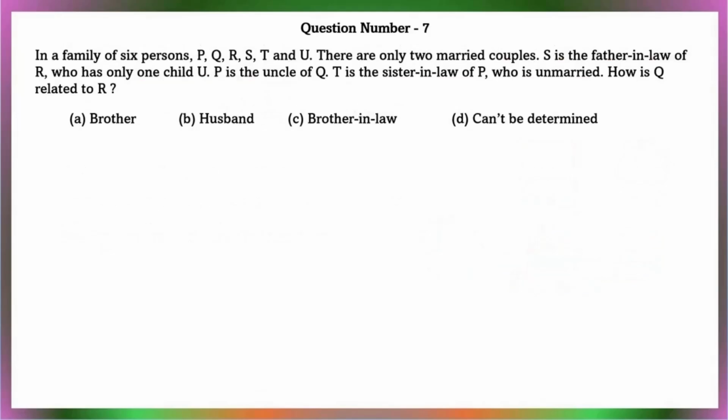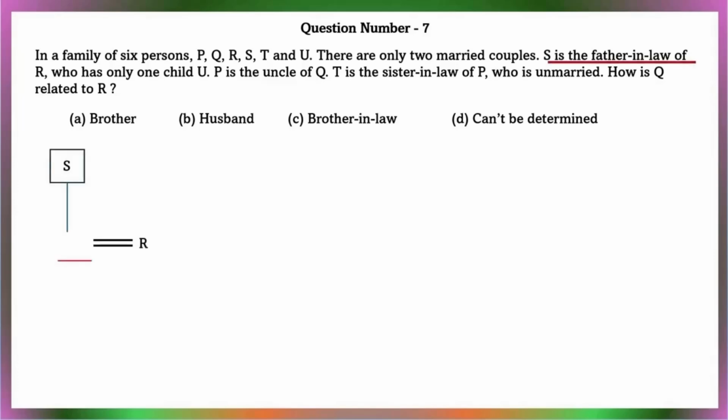Question 7. In a family of 6 people, P, Q, R, S, T and U, there are only 2 married couples. S is the father-in-law of R who has only one child U, P is the uncle of Q, T is the sister-in-law of P who is unmarried. How is Q related to R?